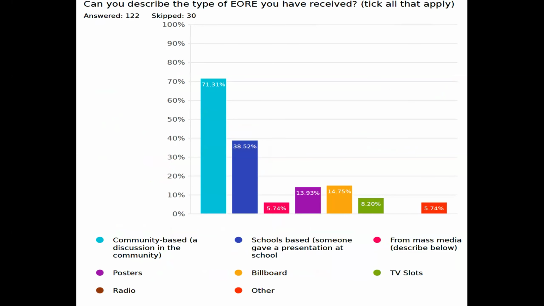And we also asked the question of how did you receive your risk education? Was it community-based? Was it schools-based? Was it mass media? And then we listed the different types of mass media that were going on in the country. And again, only just under 6% of people came up with an other, which made us think that we were pretty good in identifying all the possibilities. And you can see here that community-based was the most common way people would receive their risk education, with some schools-based.